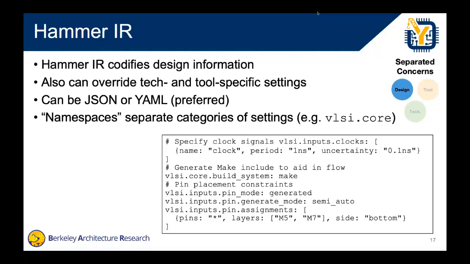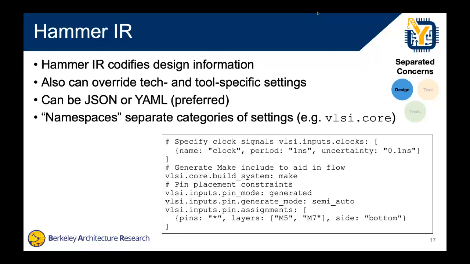And it has these namespaces. So on the top line, you can see that's vlsi.inputs.clocks, and that's showing you we just have a single clock in this design that operates at 1 nanosecond with a 0.1 nanosecond uncertainty. So the namespace is basically your VLSI for general settings.